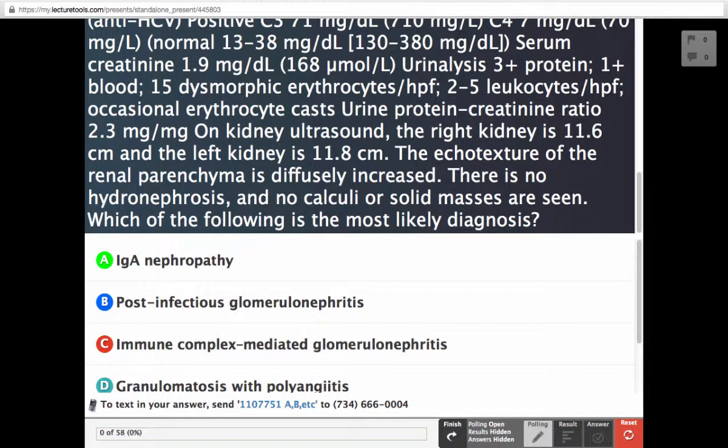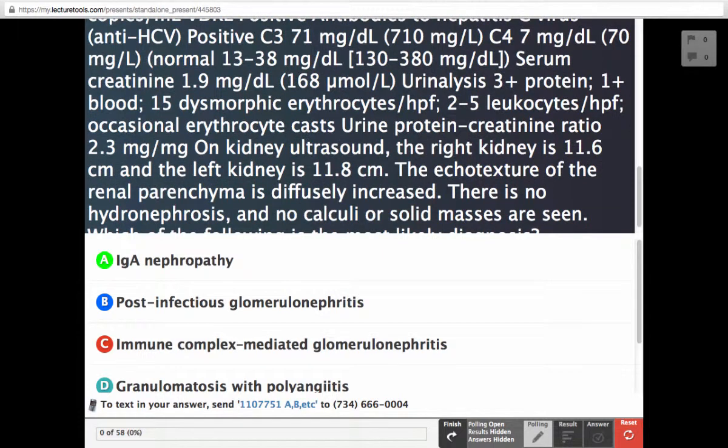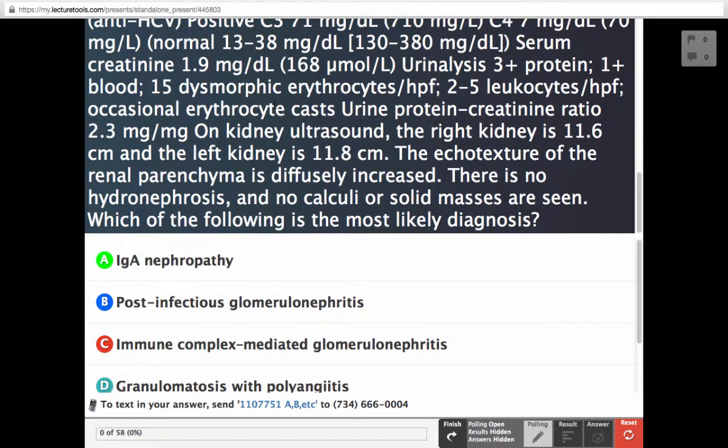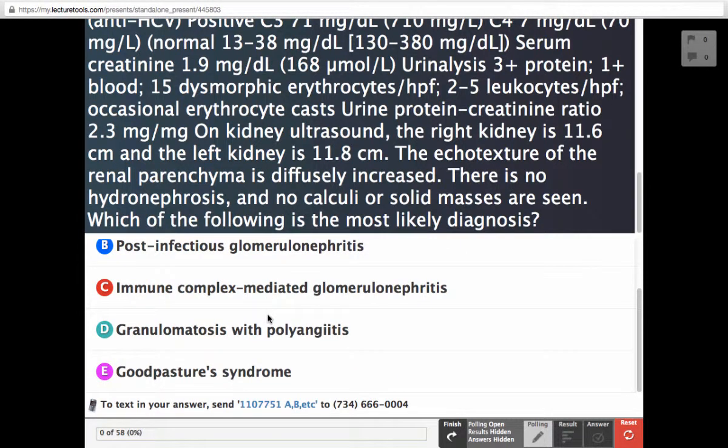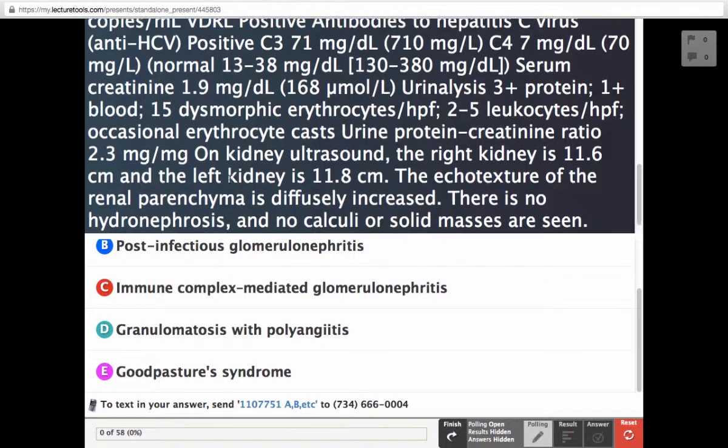And just for reference, the C3 is normal, the C4 is low. So is this A, IgA nephropathy, B, post-infectious glomerulonephritis, C, immune complex mediated glomerulonephritis, D, granulomatosis with polyangiitis, the vasculitis formerly known as Wegener syndrome, or E, Goodpasture syndrome.